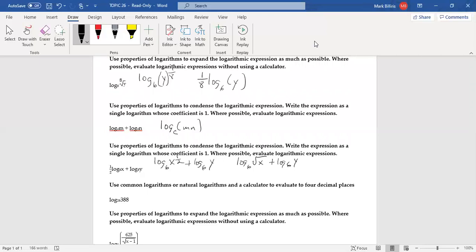Our last step is, since we're adding these two together, that's the product rule, which means we're going to multiply these two arguments together. So our final answer is going to be log base 6. Now order doesn't make a difference. I'd go ahead and write the y first so it doesn't look like the y is underneath the radical sign. So it'd be y times the square root of x. Either order would be fine though. If you put the square root of x and left a little bit of a space and put times y, that would work just the same.